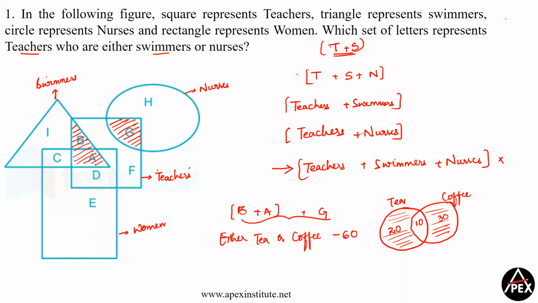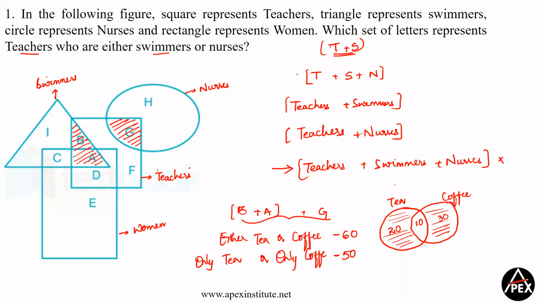Now what if I ask you, what are the total number of students who drink either only tea or only coffee? Then what will be your answer? Okay, then it will be 20 plus 30, 50. When I ask you the number of students who drink only tea or only coffee.